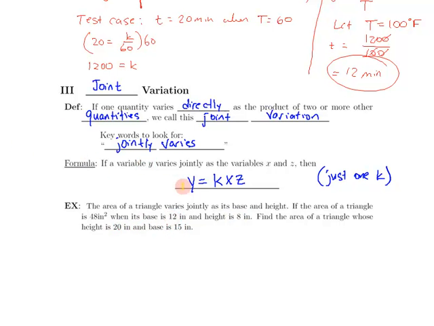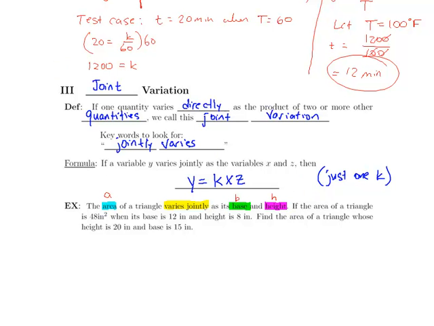So we notice right away these keywords, varies jointly, and we've got to label our variables. So let's highlight what variables we have. We have area, varies jointly with the base and the height. So we have three variables. Let's label them as A for area, B for base, and H for height.